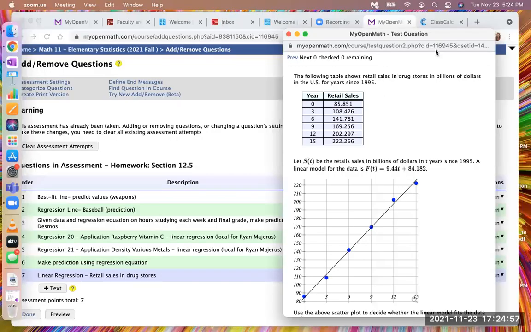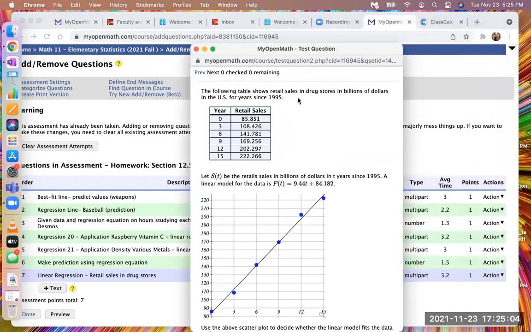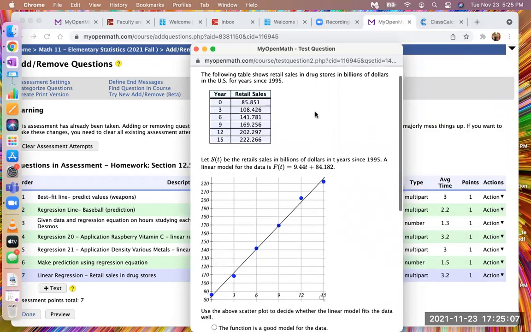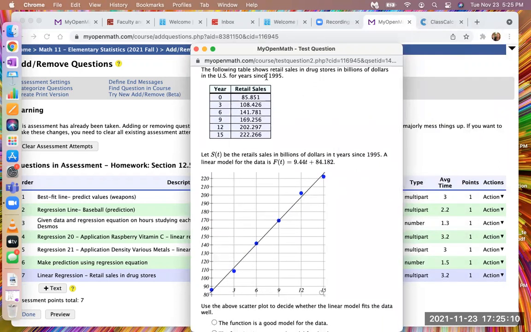Hi class, this is number 7 in 12.5. The following table shows retail sales in drugstores in billions of dollars in the US for years since 1995. So note that this value is the years since 1995. It just makes our independent variable a little simpler, so we don't have all these large numbers.